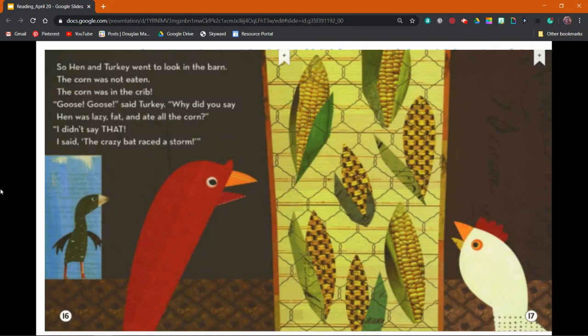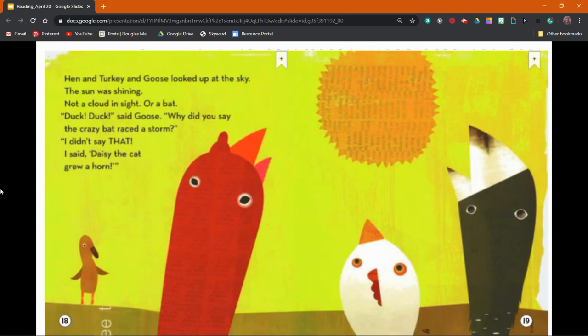So Hen and Turkey went to look in the barn. The corn was not eaten. The corn was in the crib. Goose, Goose, said Turkey. Why did you say Hen was lazy, fat, and ate all the corn? I did not say that. I said the crazy bat raced a storm. Hen and Turkey and Goose looked up at the sky. The sun was shining, not a cloud in sight, or a bat.